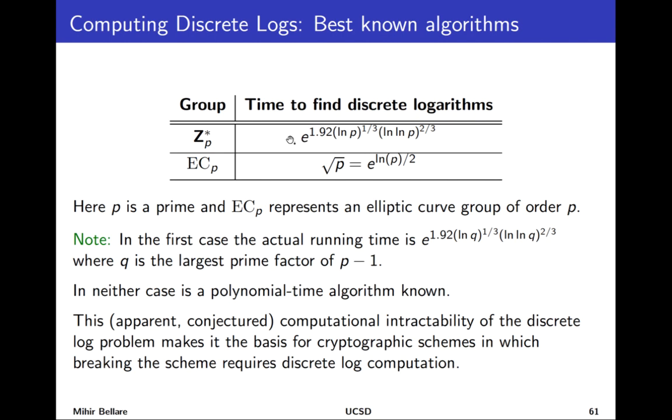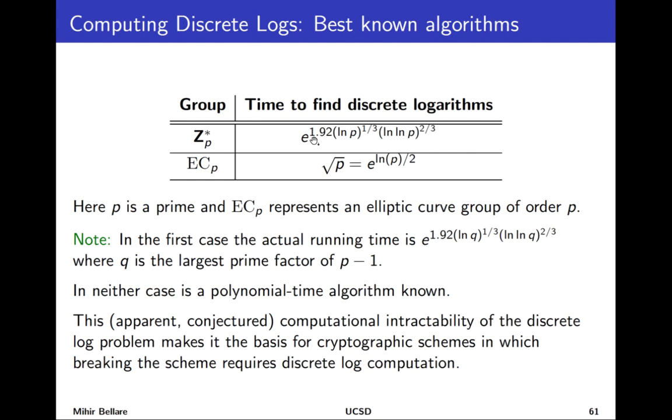What is its running time? e here is the base of the natural log, about 2.7. The running time of the algorithm says take the natural log of P and take its cube root, then take the natural log twice and take that to the power 2/3, and raise e to that power with some constant. This is what we call a sub-exponential time algorithm. It would be exponential if these powers 1/3 and 2/3 were missing, so this is faster than exponential, but still the running time grows very swiftly with p, and it gets slow quite quickly as p gets larger.